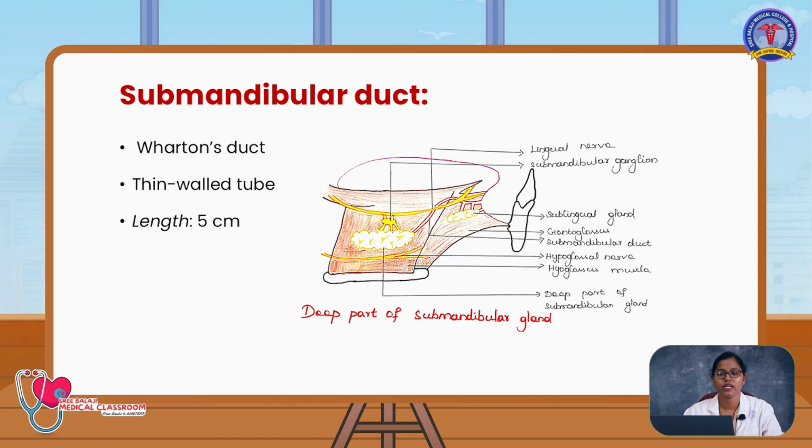Next is the submandibular duct. It is otherwise called the Wharton's duct. It is a thin walled tube and it is roughly about 5 cm in length.